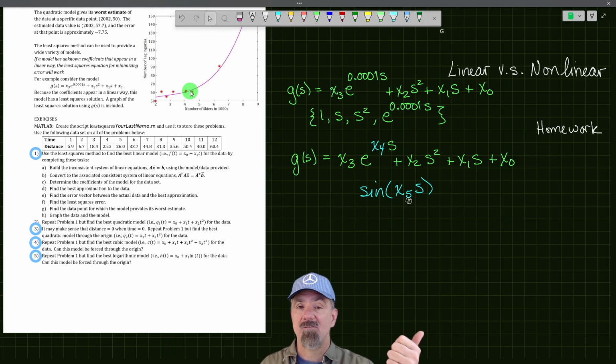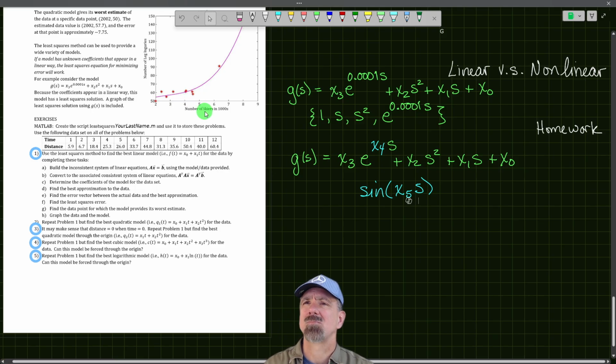We have the projection of B into the column space of A. We have the error vector. We have the least squares error. We can determine where the worst approximation is across the entire range of inputs. All of that information is available to us.